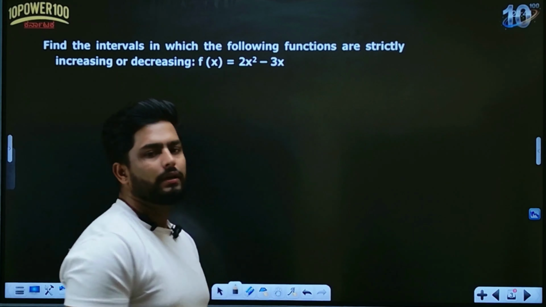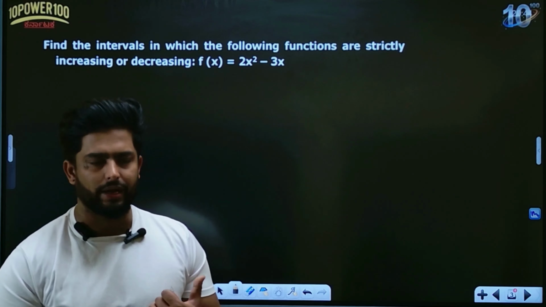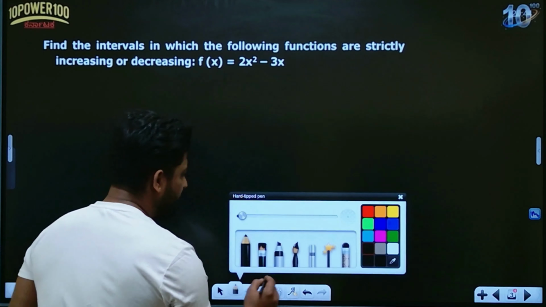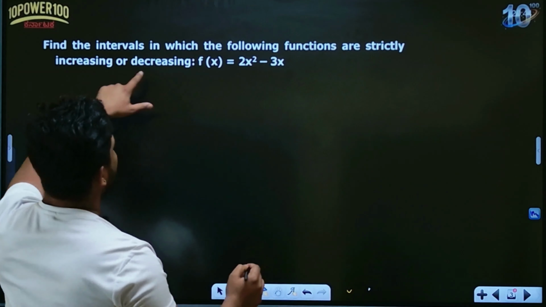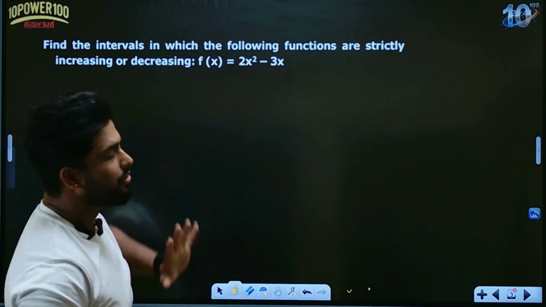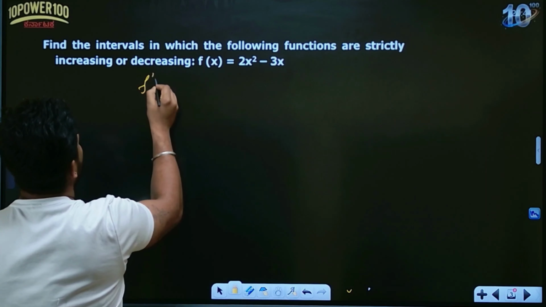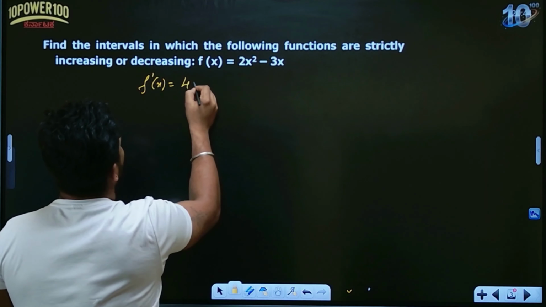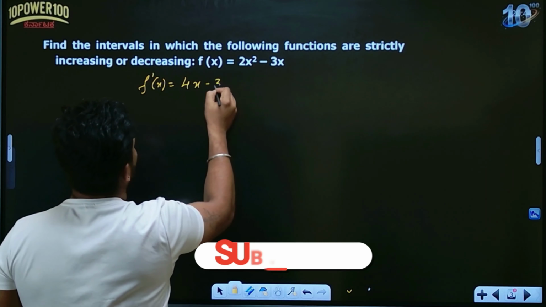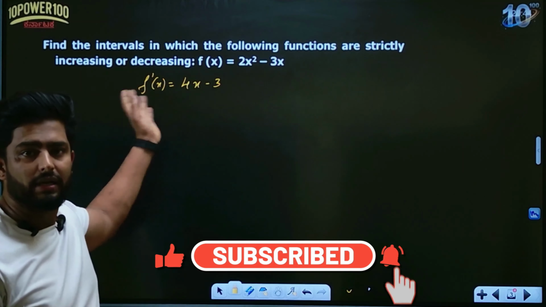So first one, finding the intervals where f of x is increasing or decreasing. The solving procedure is very simple. Let's solve one by one. First one, they have given f of x, right? f of x is equal to 2x square minus 3x. So let's find f dash of x. Let's differentiate. f dash of x is equal to 4x minus 3. So the first thing is to find the differentiation of that particular function.